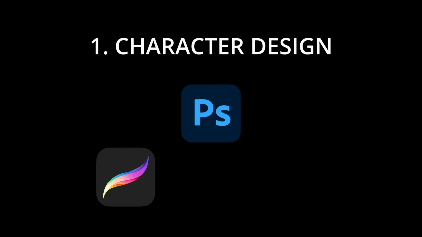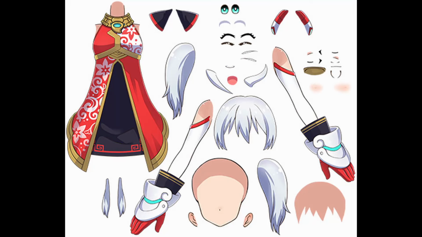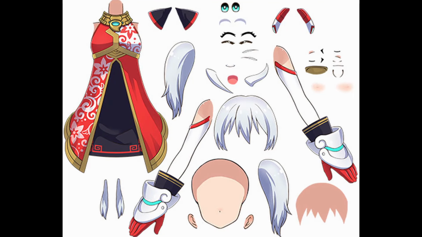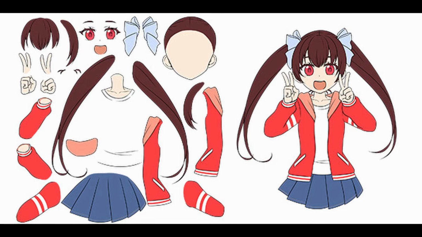First you need to design your character with a digital drawing software like Photoshop, Procreate, Clip Studio Paint, or whatever you want where you can have multiple layers for your avatar. But before you begin to draw, you need to know every different part that you want to move because they need to be separated in different layers. So what parts does your avatar need?